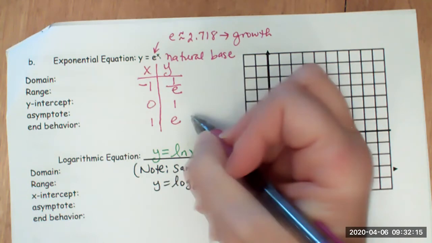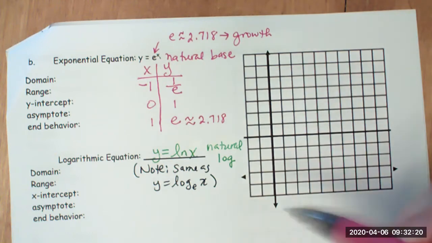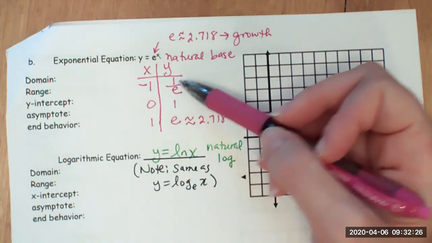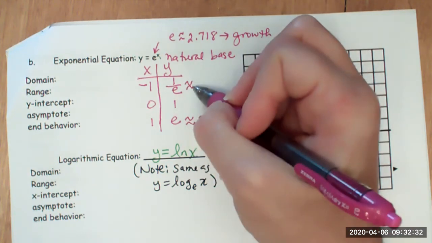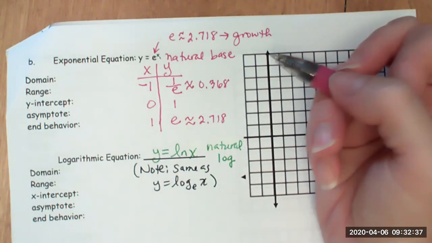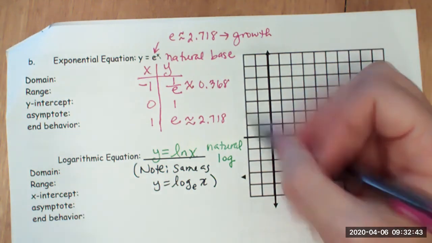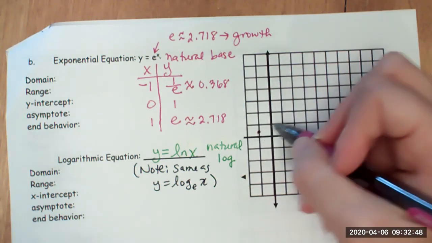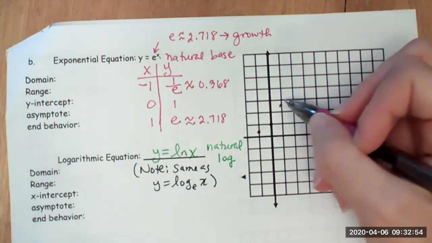Now, e, we just said, is 2.718. So when you graph this, you're just going to approximate on the graph about where 2.7 is. I went ahead and, before we started, calculated 1 divided by e to save us some time. If you do that on your calculator, you can verify it. Out to 3 decimal places, it's about 0.368. So if I want to go ahead and graph that, I have -1 and about a third, 0, 1, 1, 2.7, about here.